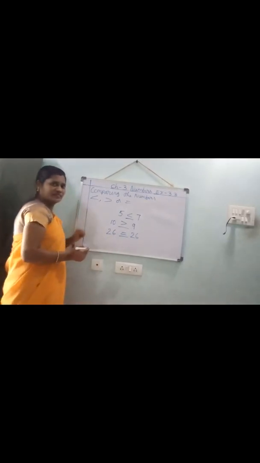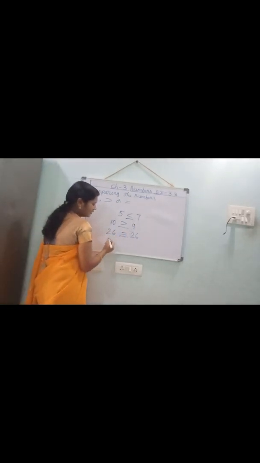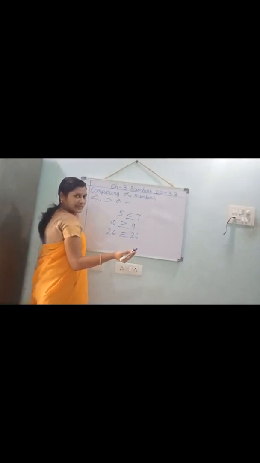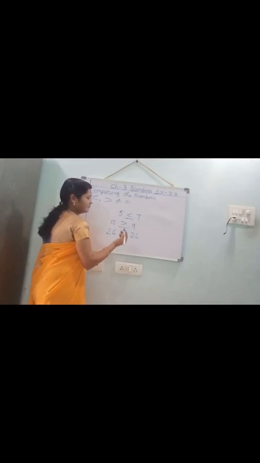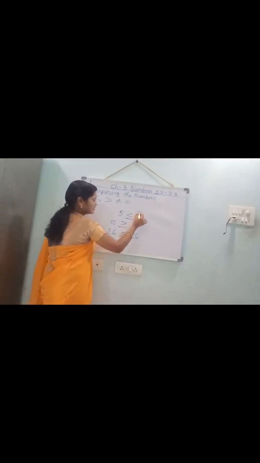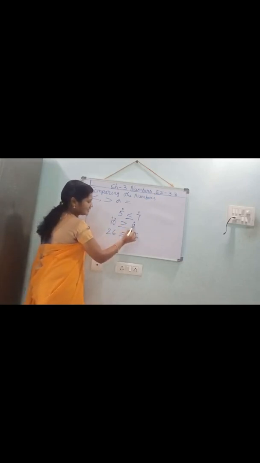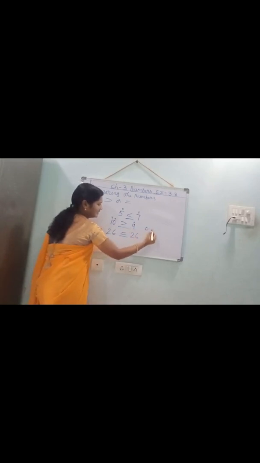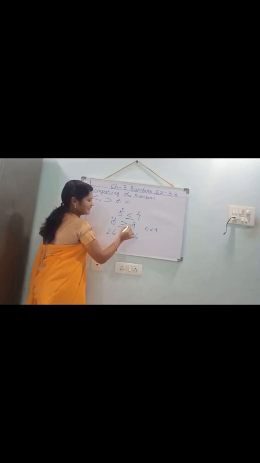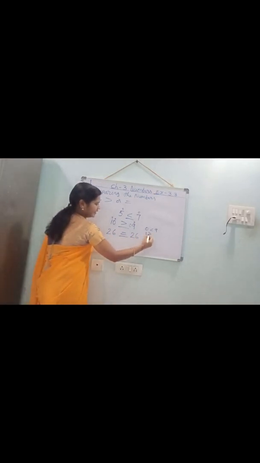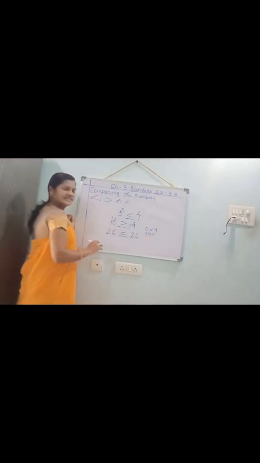Tell me, children. You should check the ones place, tens place, hundreds place. Which place is more? See, this is ones place, this is ones place. In ones place, which one is greater? 9 is greater, but 0 is lesser. But here nothing is there. Here 0 is there. 1 is more than 0. That's why 10 is greater.